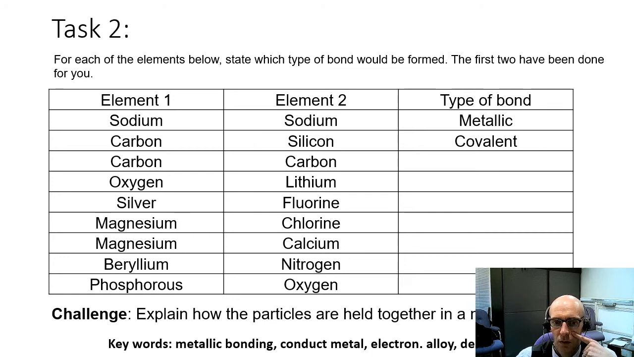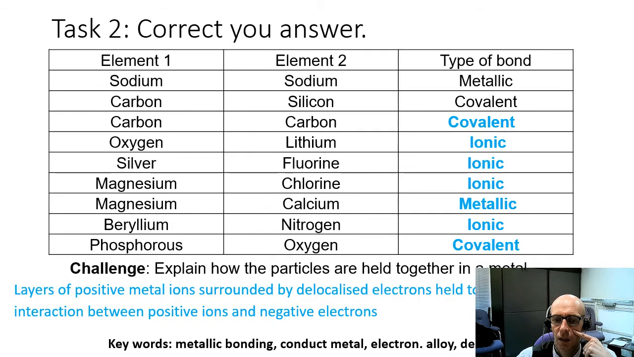Pause, draw, think, look at the periodic table if you need to. See if you get the type of bonding right for these. And when you're ready, did you get them right? And if you didn't, can you work out why?